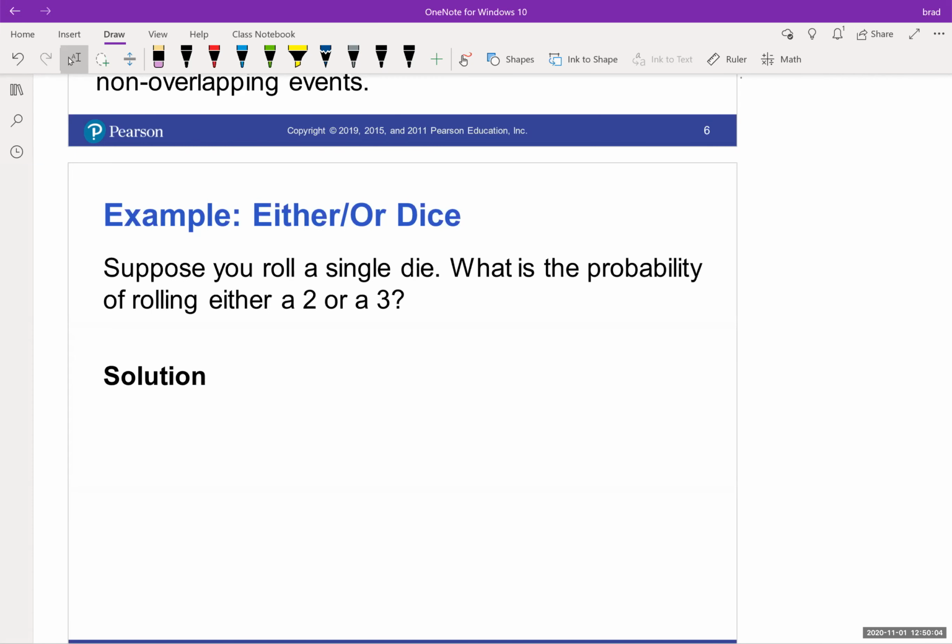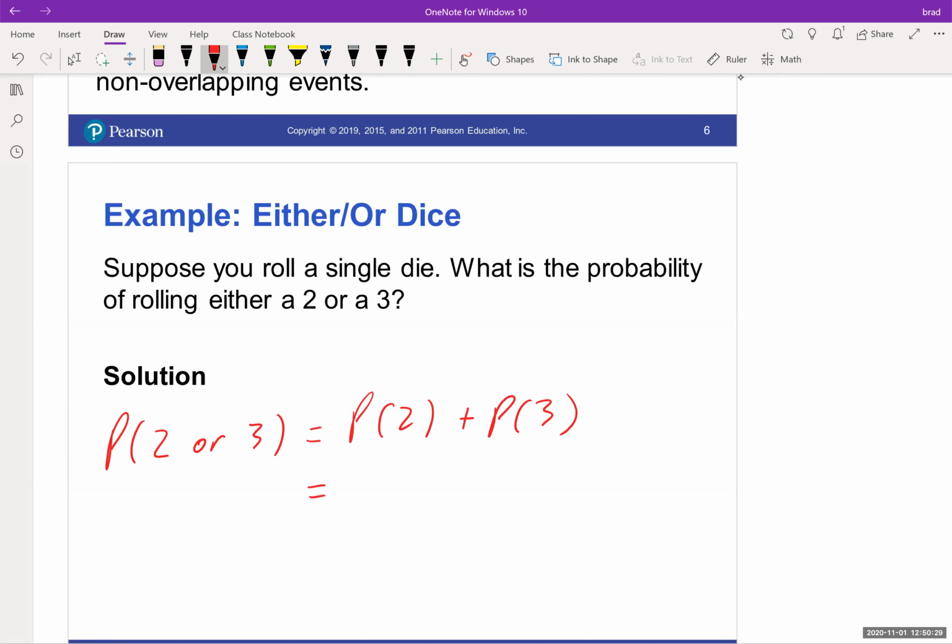With an or statement, it's basically saying you do this one thing and what's the probability of that happening? I mean, there's some gray area in there, but in general, that's the idea behind it. Okay, so suppose you roll a single die. What is the probability of rolling a 2 or a 3? So I'm just going to write out the formula, probability of 2 plus probability of 3.